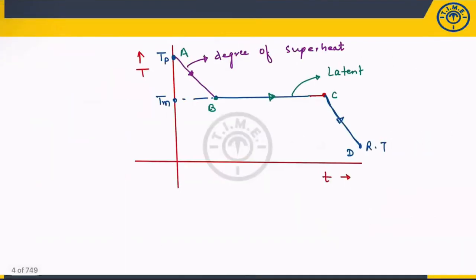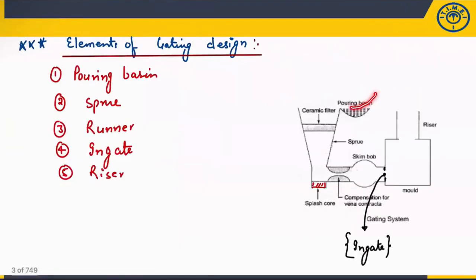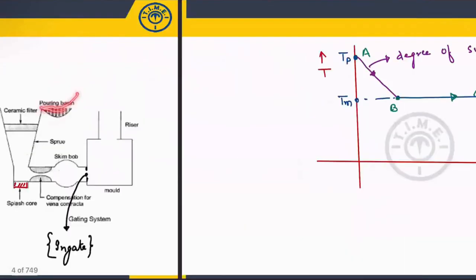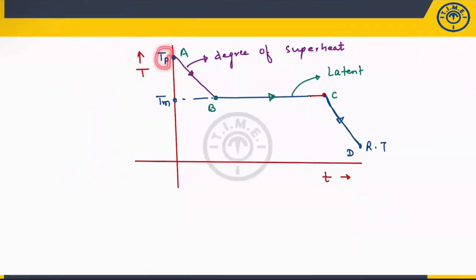Now, the next one will be the important topic, which is nothing but shrinkages. So how the solidification is happening. As you know, when you are pouring the liquid molten metal through a pouring basin, this is the pouring temperature. Usually the pouring temperature will be a little bit higher than the melting temperature. So if I want to write, pouring temperature is melting temperature or melting point plus 150 to 200 degrees centigrade.